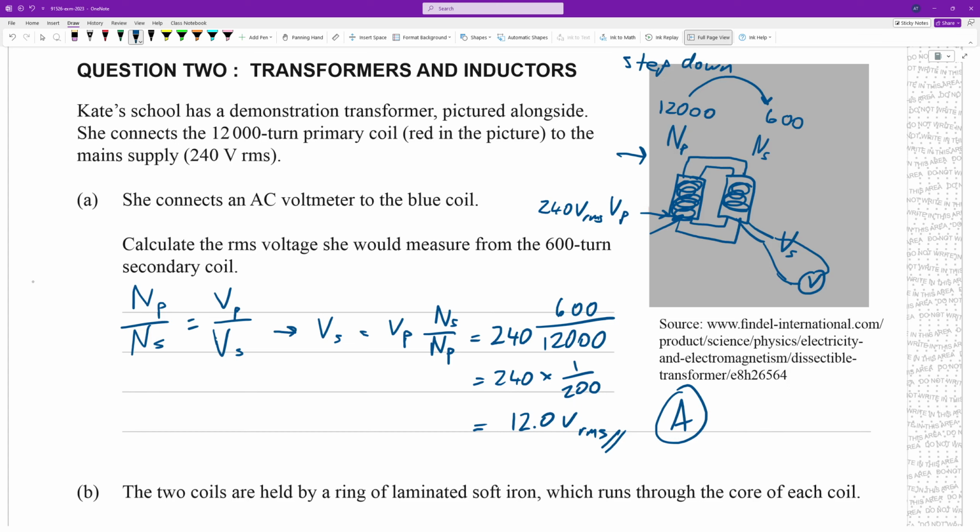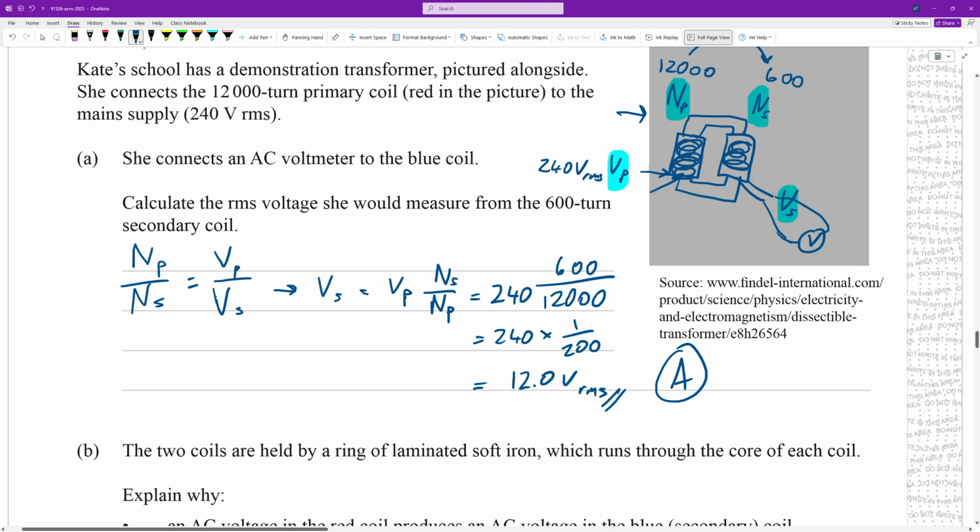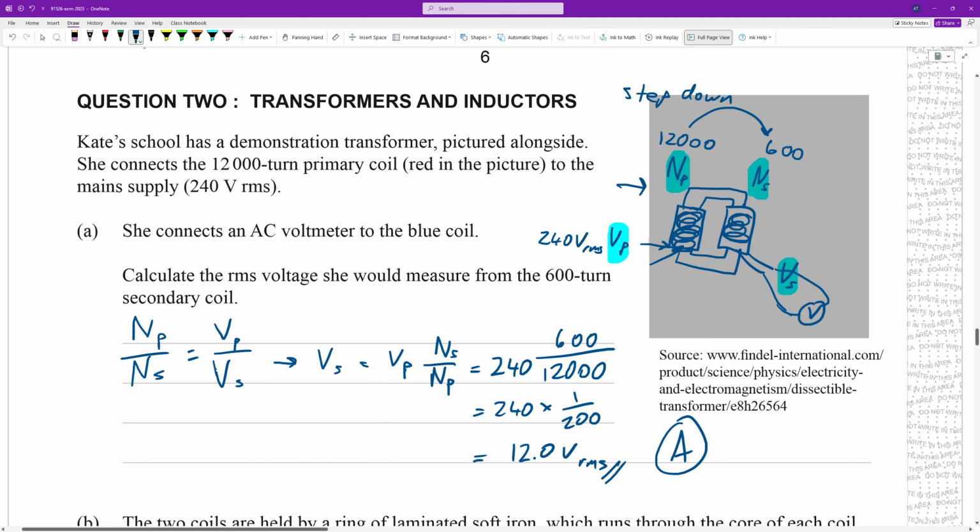I do definitely recommend labeling the diagram with, where's my highlighter? Primary voltage, primary coils, secondary coils, and secondary voltage. Yep. Alright, and it makes sense. It's a step down transformer, so our final voltage is less than the initial voltage.